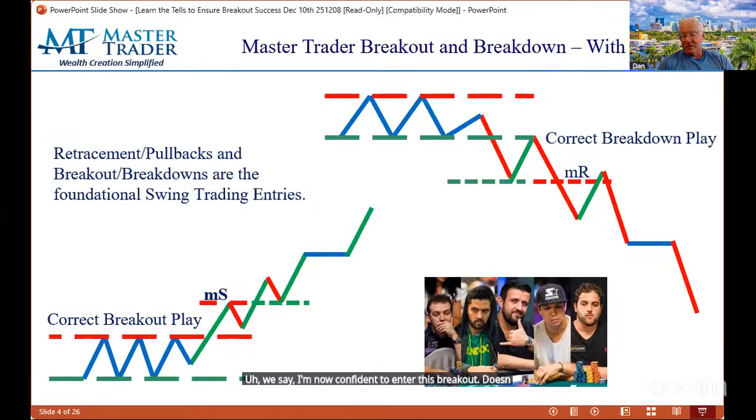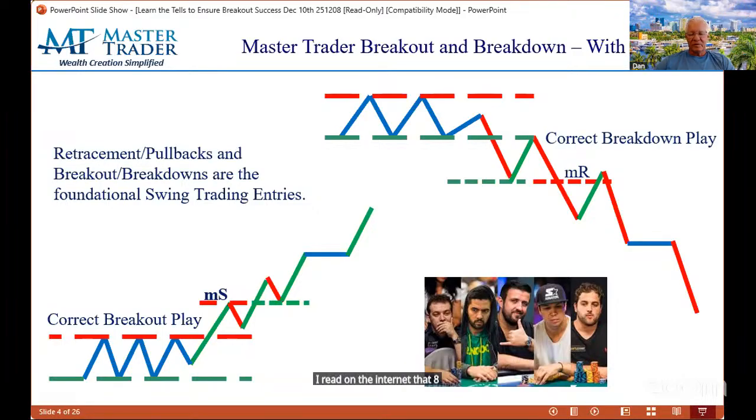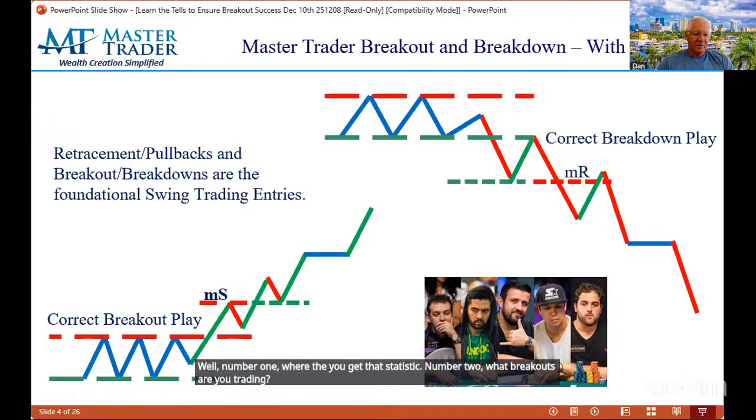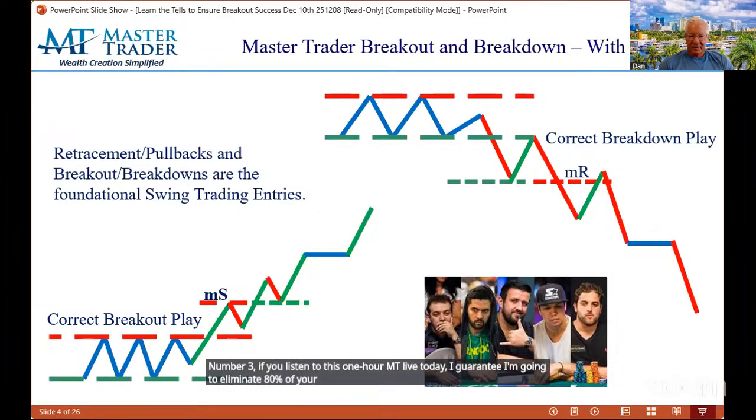Doesn't mean you won't get stuffed out, but it means it's a high probability setup because some people are just afraid. I don't buy breakouts because I read on the internet that 80% of them fail. Well, number one, where the hell you get that statistic? Number two, what breakouts are you trading? Number three, if you listen to this 1 hour MT live today, I guarantee I'm going to eliminate 80% of your bad setups. So let's continue.